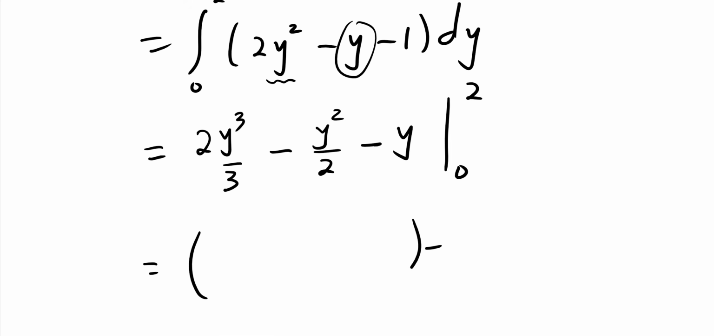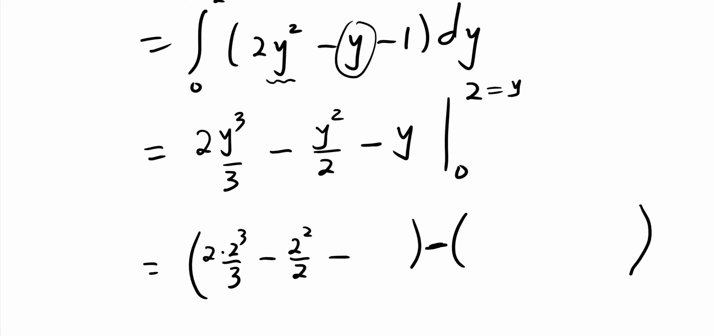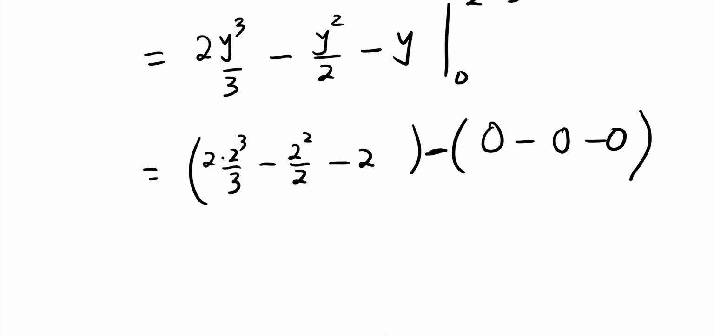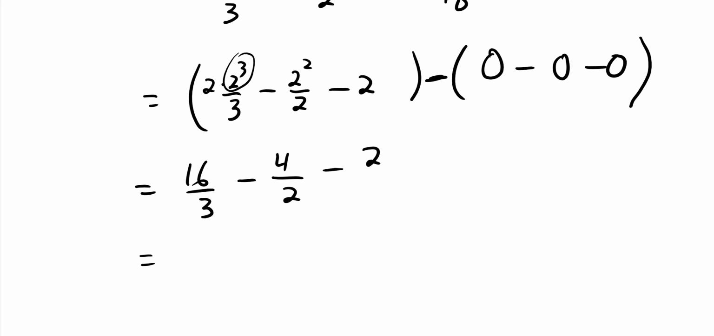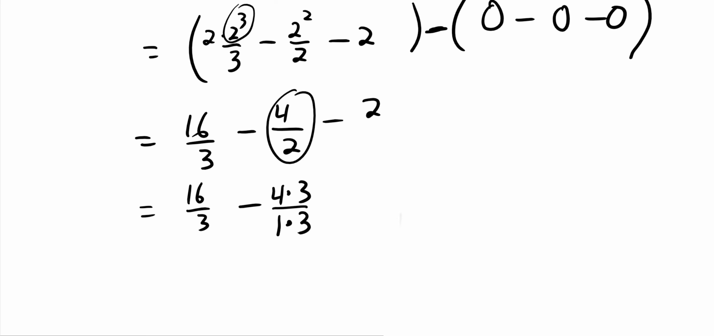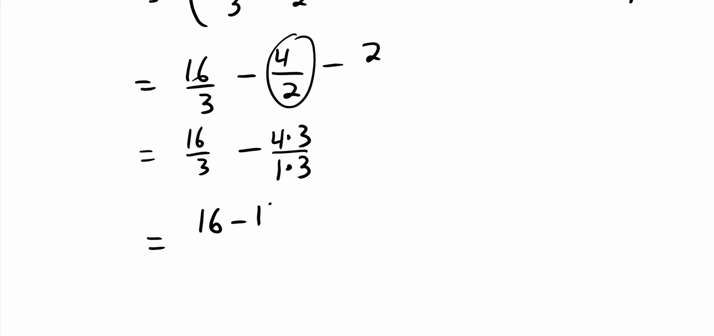I'm going to open 2 parentheses now, just so we can be careful about the negative sign. Substitute y equals 2 first. So 2 times 2 to the 3rd over 3, minus 2 squared over 2, minus 2. Substitute the 0 in. That's going to give me 0 for each one of them. So now this is 8 times 2, 16 over 3, minus 4 over 2, minus 2. There are many ways to simplify this. We can write this as a 2, 4 divided by 2, and another 2, that's 4, over 1. Multiply by 3 to get the common denominator. So that gives me 16 minus 12 over 3, which is 4 over 3.